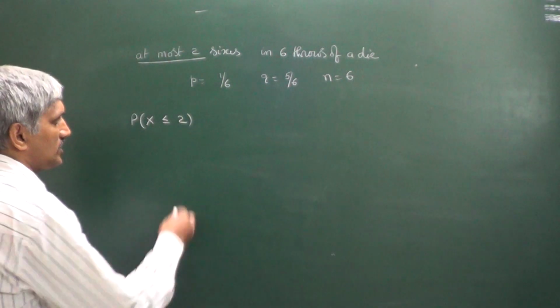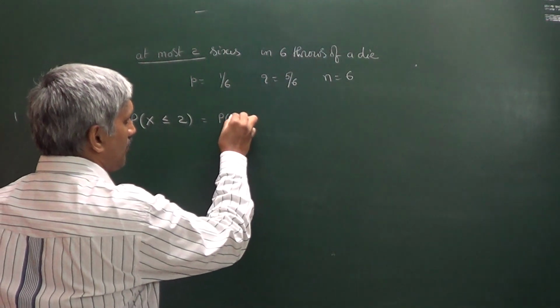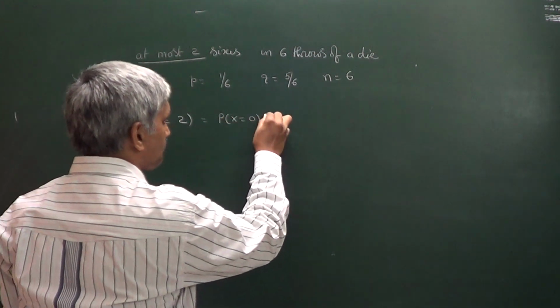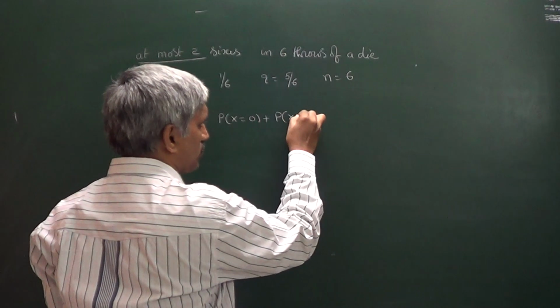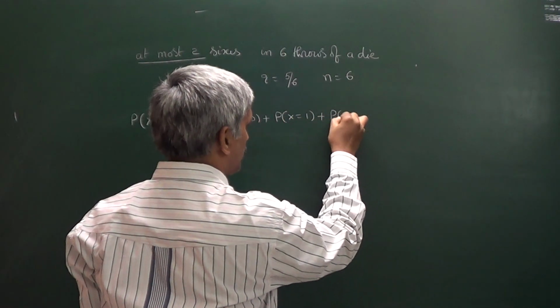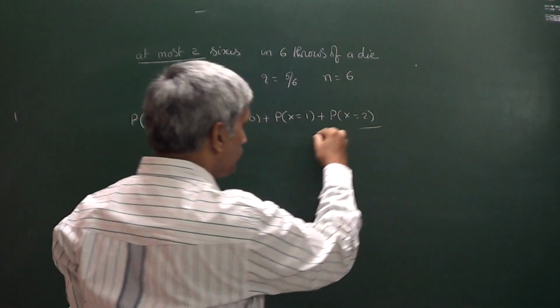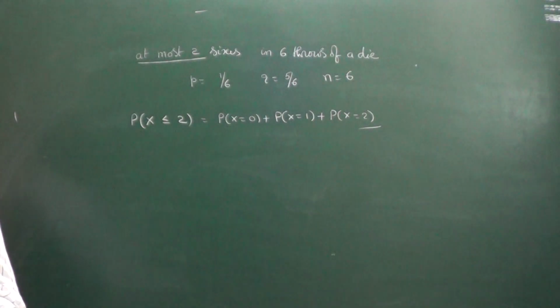So P of x less than or equal to 2 is nothing but P of x equals 0 plus P of x equals 1 plus P of x equals 2, which we have to find out. So there is another question.